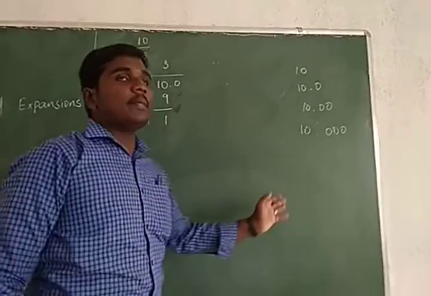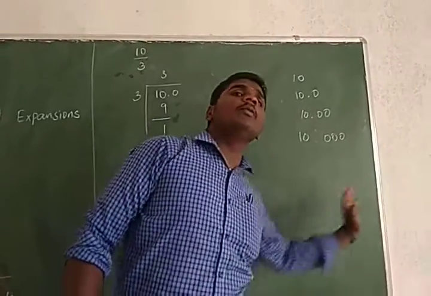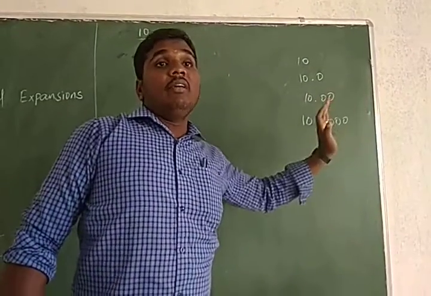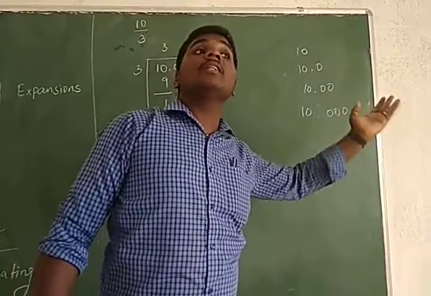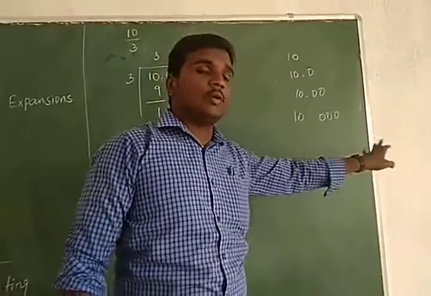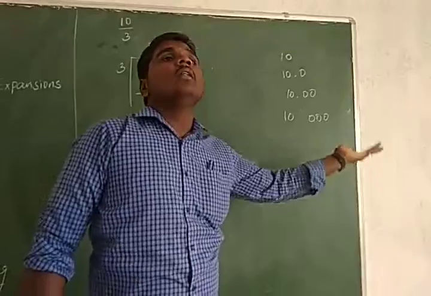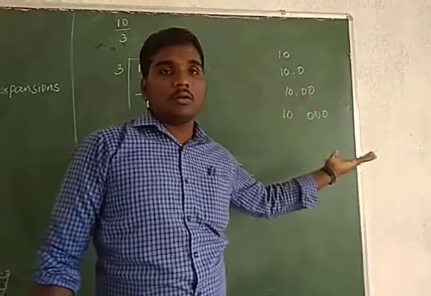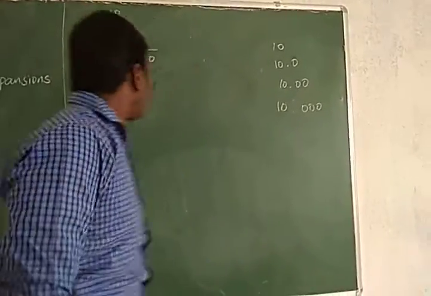After the decimal point, we can add any number of zeros. We cannot add any number other than 0. If we add a number other than 0, the value of the number changes. Okay, right.